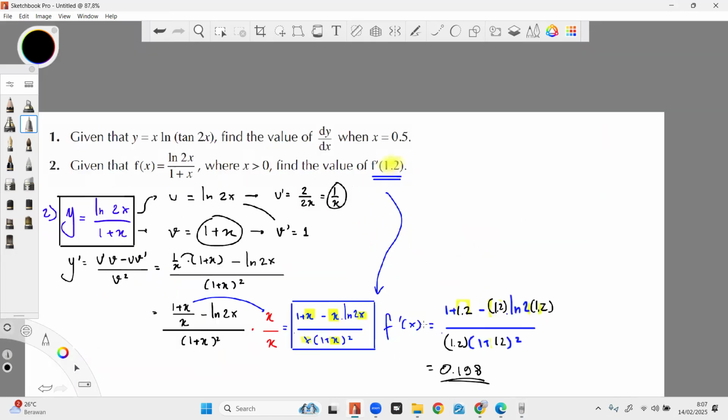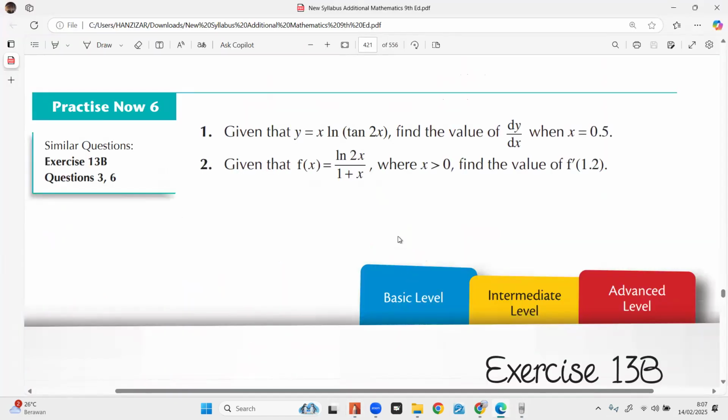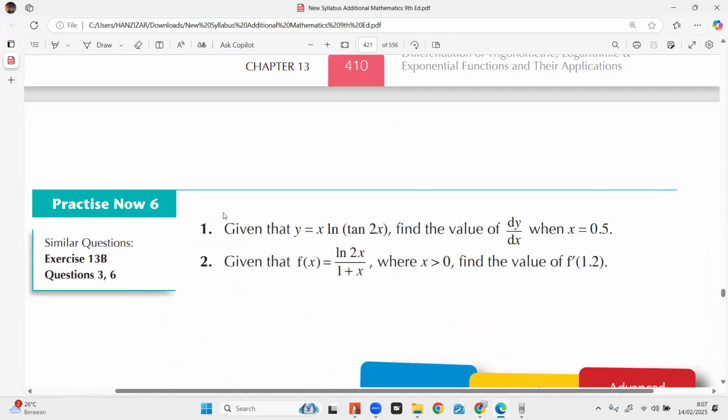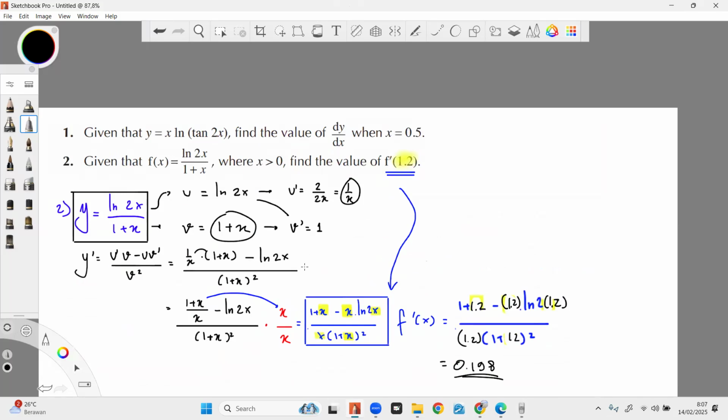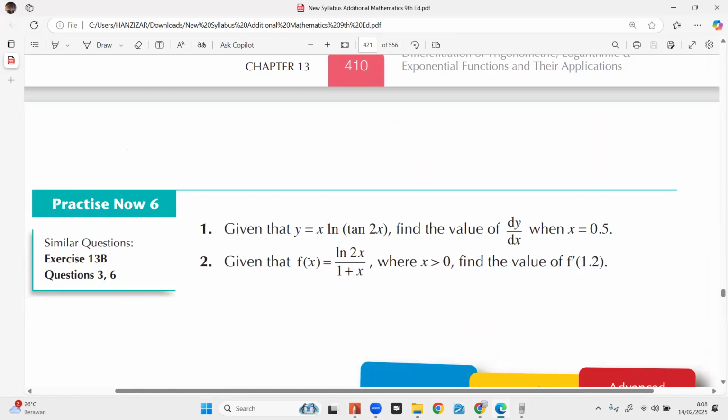Someone please check on the answer key. I'm not sure about this. Exercise 13, chapter 13, practice now 6, question number 2. What's the answer? Practice now 6, chapter 13.